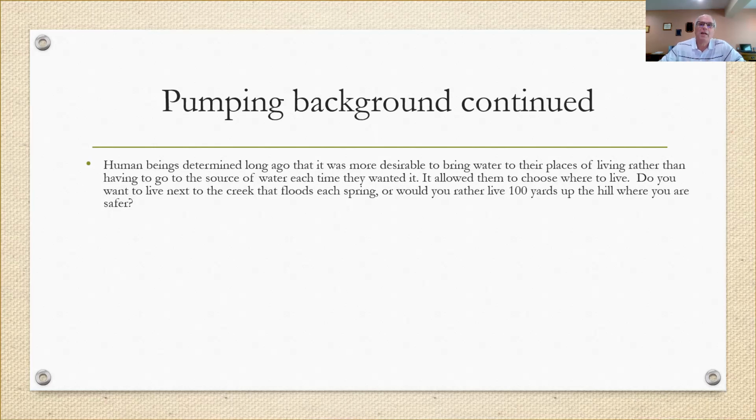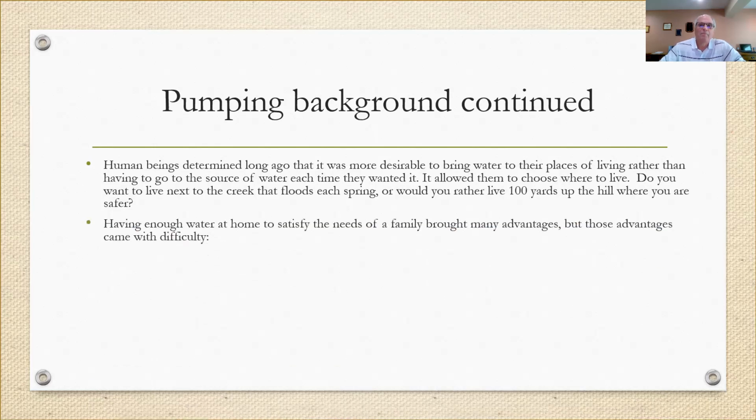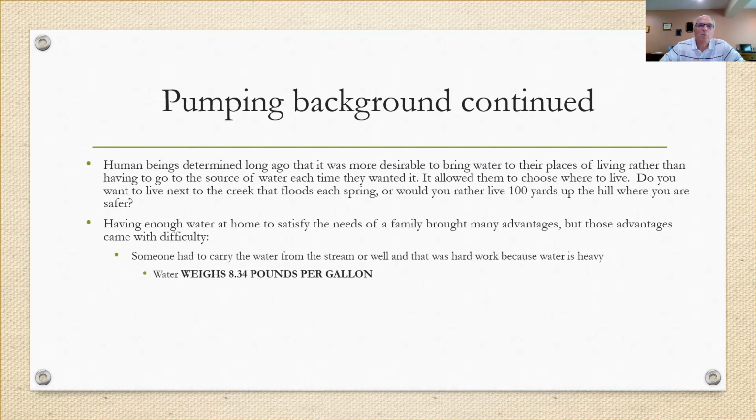Of course, once they do that, there's a disadvantage. A lot of advantage to having that water brought to you, but those advantages come with difficulty. Number one, someone had to carry the water from the stream or well, and that was hard work because water is heavy. And that's the first thing we need to know about pumping.